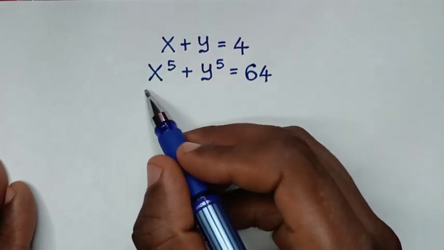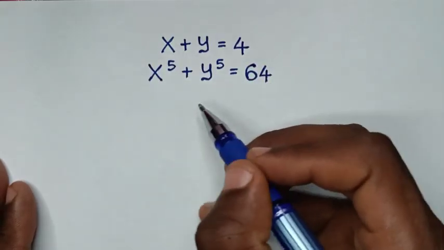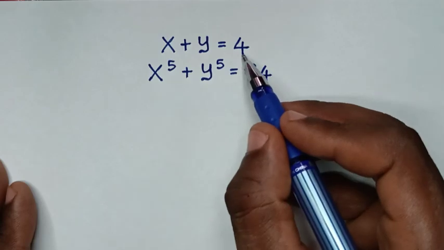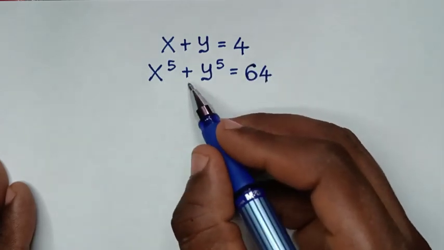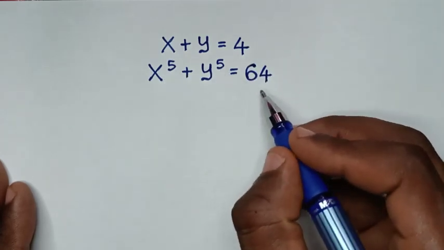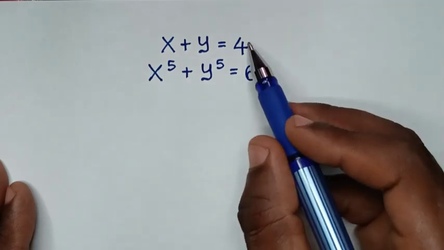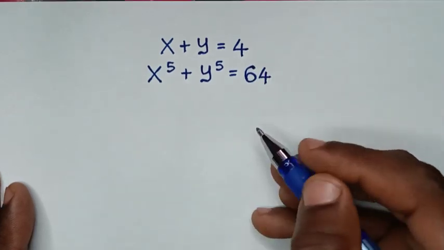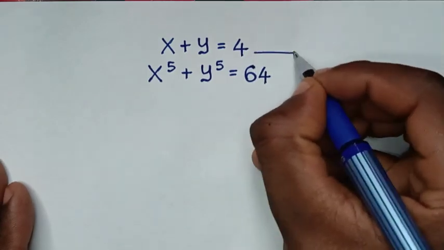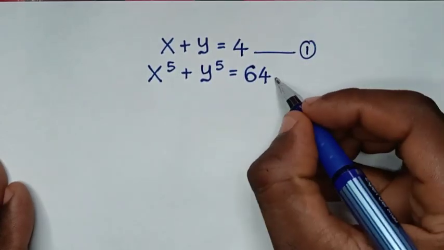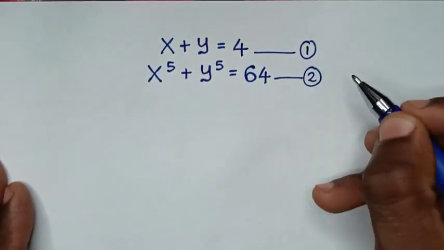Hello, you are welcome to solve this math problem, which is x plus y is equal to 4, x power 5 plus y power 5 is equal to 64, to find the values of x and y from these two systems of equations. Now in the first step, we start by letting this be equation 1 and this be equation 2.